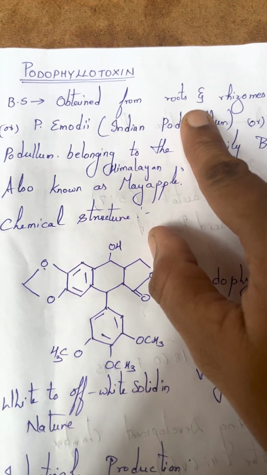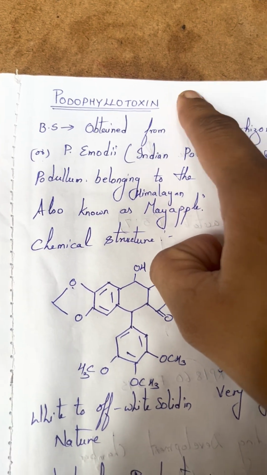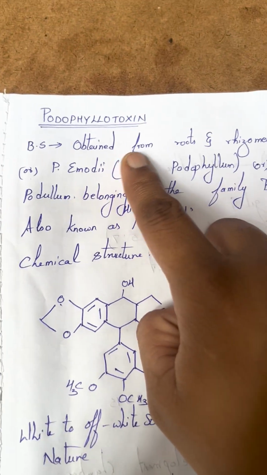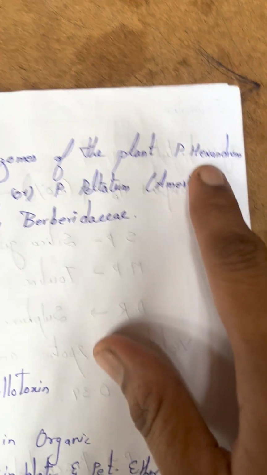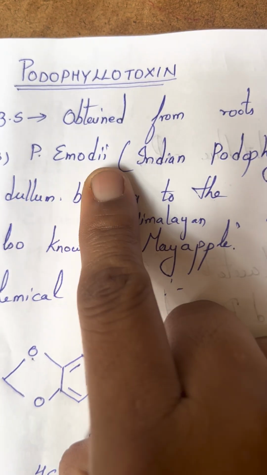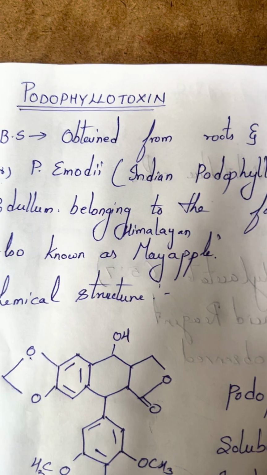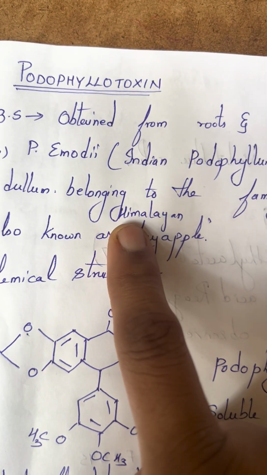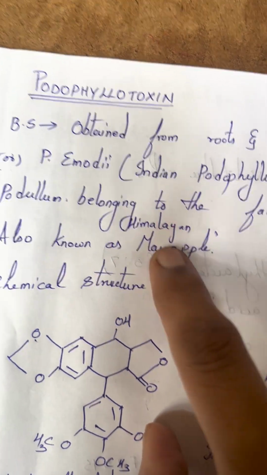It is obtained from the roots and rhizomes. It belongs to the classification under resins. So it is obtained from the roots and rhizomes of the plant Podophyllum hexandrum or Podophyllum emodi, which is also known as Indian Podophyllum, or Himalayan May apple. So that is about the Indian Podophyllum.